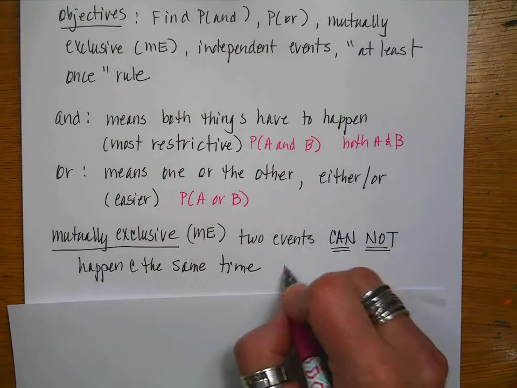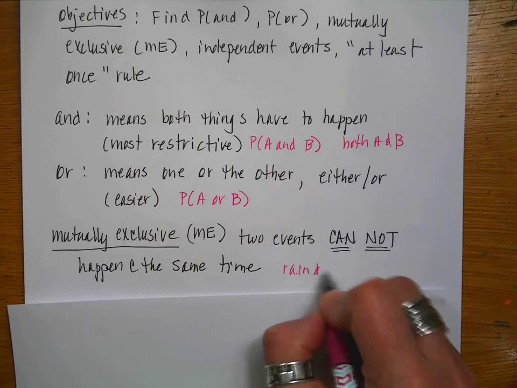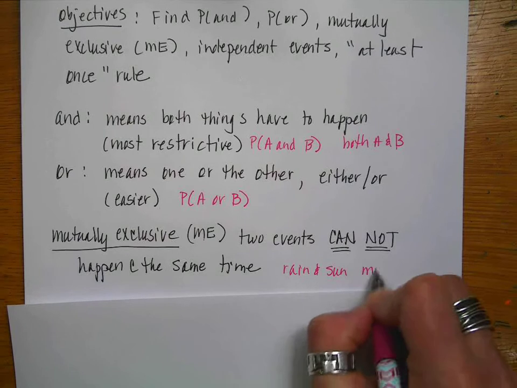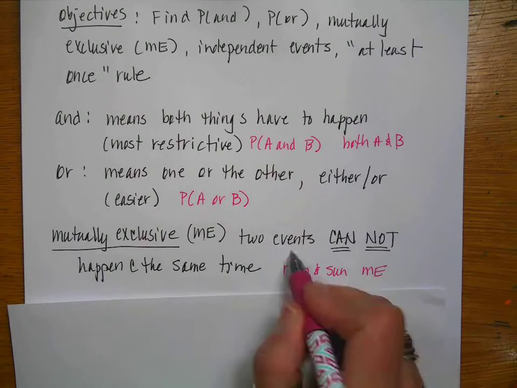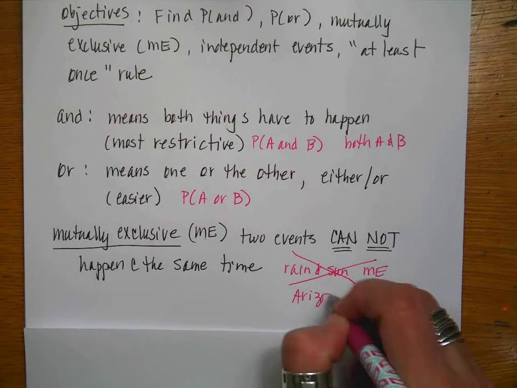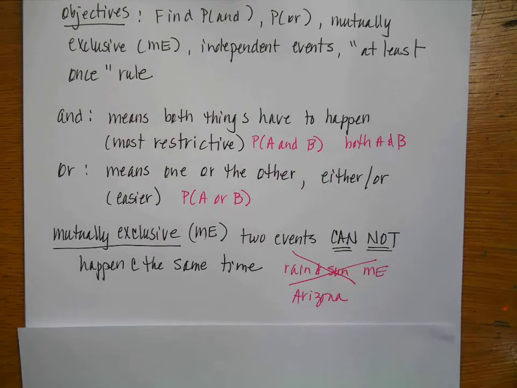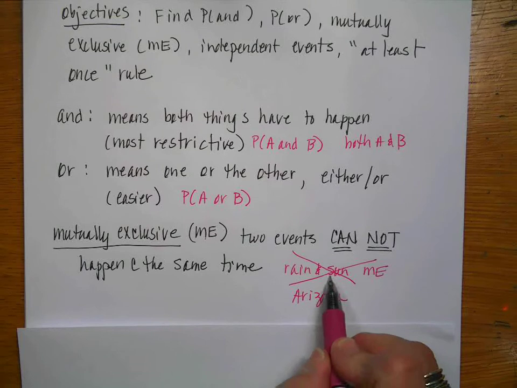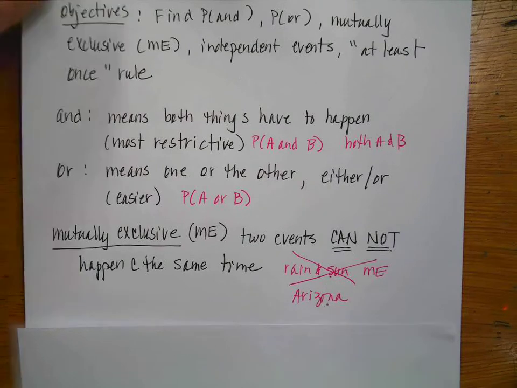So sometimes we would say that rain and sun are mutually exclusive unless you live in Arizona, because in Arizona those two things happen all the time. Okay, so those events would be not mutually exclusive if you lived in the state of Arizona.